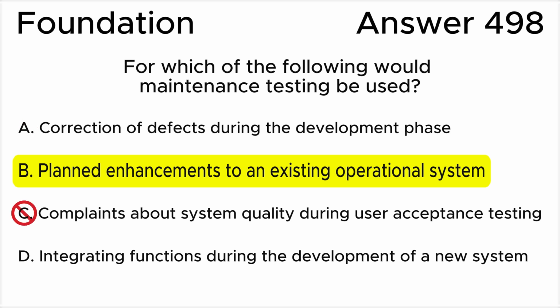Answer C is not correct, because maintenance testing only applies after the system is operational and used by customers. User acceptance testing (UAT) happens before deployment and is focused on validating if the system meets business requirements.